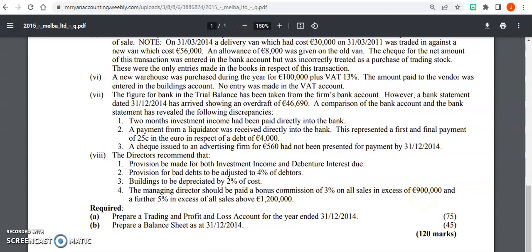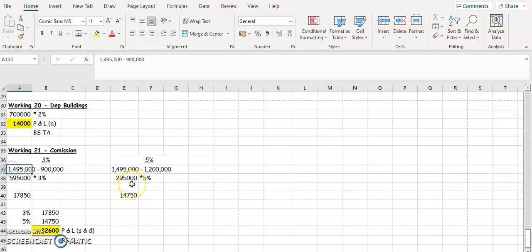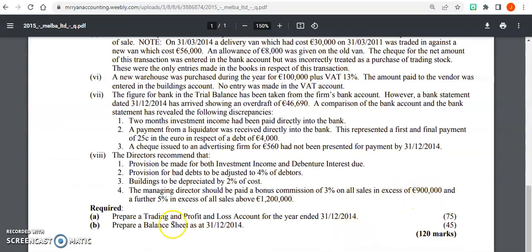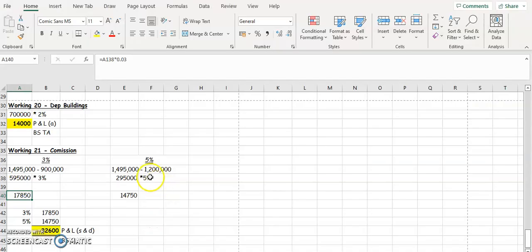All sales in excess of 900,000: we took it away from the sales, which is 1,495,000. So that excess was 595,000. They're going to receive 3% on that, so the commission they're going to receive is an extra 17,850. And then the question said a further 5% on sales over 1.2 million. So between 1.2 million and the sales of 1,495,000, it's 295,000, and that's going to be 5%. So they're going to earn 14,750.